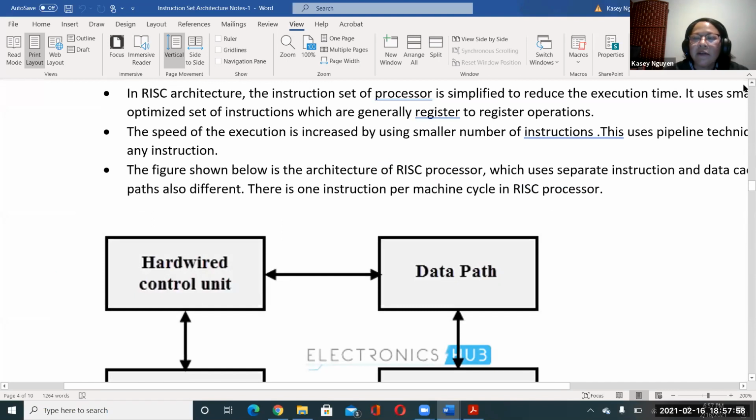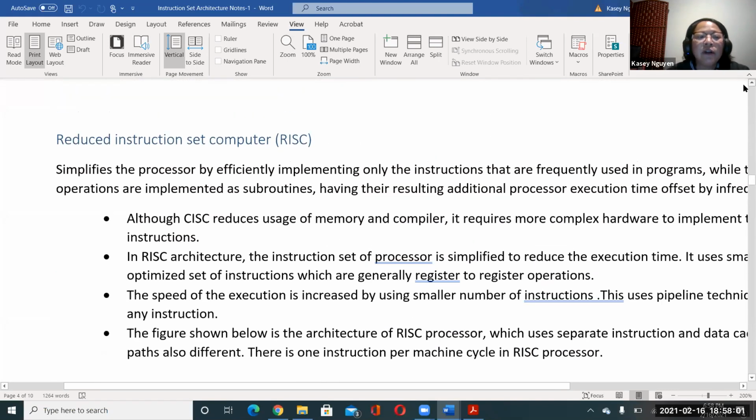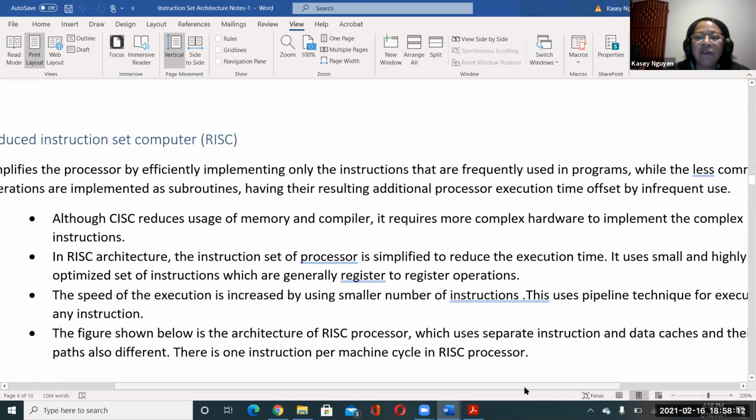Okay. So for us, we are going to learn reduced instruction set computer, which is RISC. It is reduced because it doesn't require much memory for the compiler. It requires more complex hardware. So if you have fewer instructions, you would have more complex hardware, compared to CISC, where complex hardware would have more instructions and they would write the microprogram instructions. You would need to use a separate instruction for data and caches, and that would be one instruction per machine cycle.